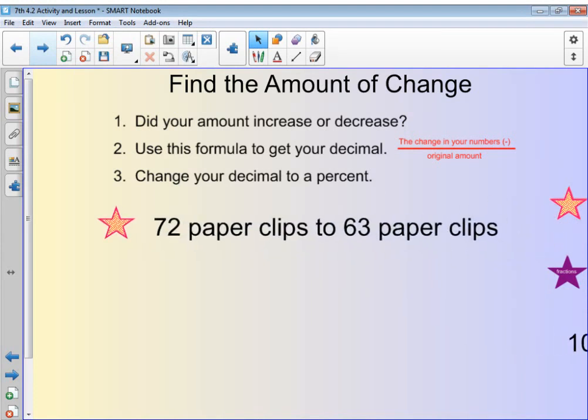Okay, so here's our next one. 72 paper clips to 63 paper clips.